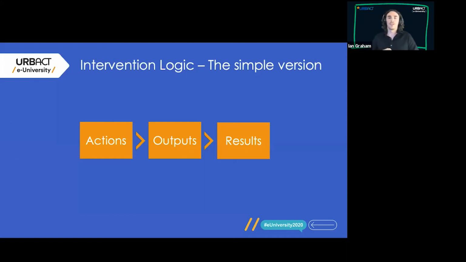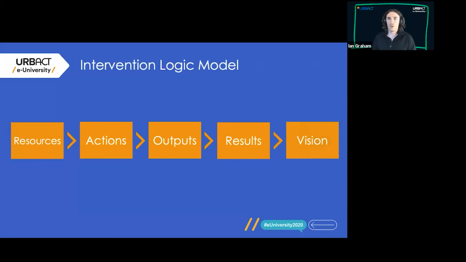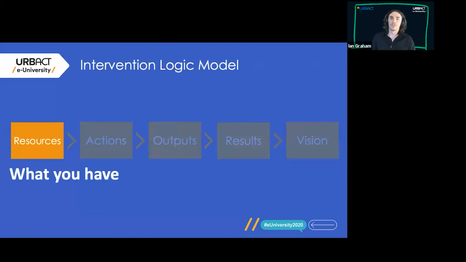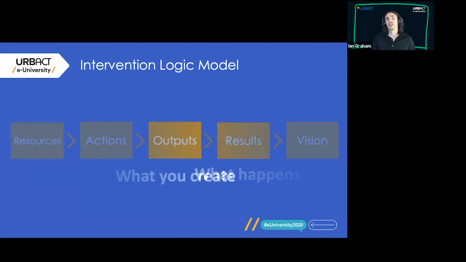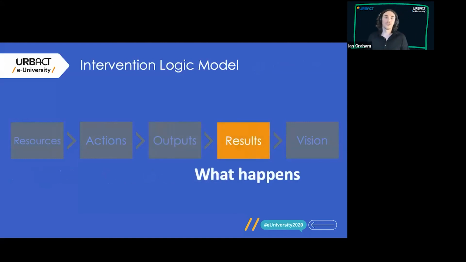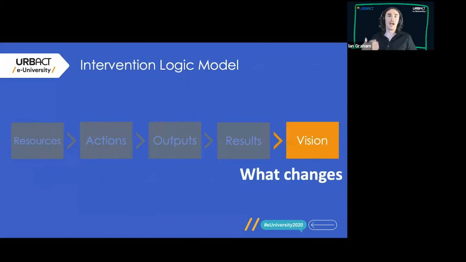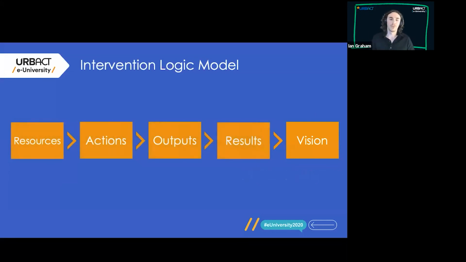So expanding that simple version out, to bring in a full logic model that we tend to work with, we're adding resources at the beginning and the vision is the end point at the end of that. So we have this step all the way through: the resources being what you have, or what you will need to use to implement your actions. The actions are what you do. The outputs are what you create. The results are what happens as a result, what starts to change. And the vision is that long-term change, how things look and feel different in your city in the longer term. So that's the kind of steps we go through in building our logic model, making sure each of those steps makes sense and there's a logical rationale from one point to the next.